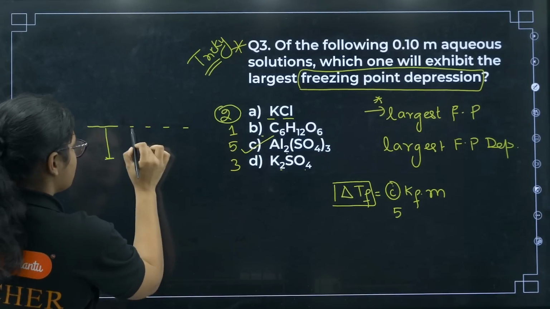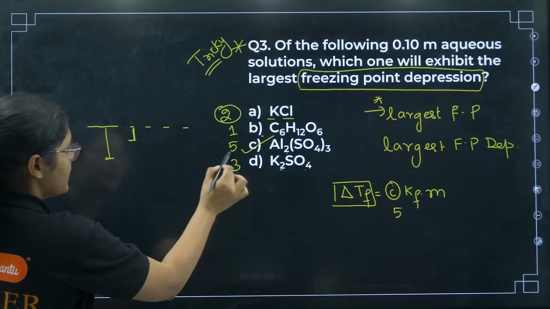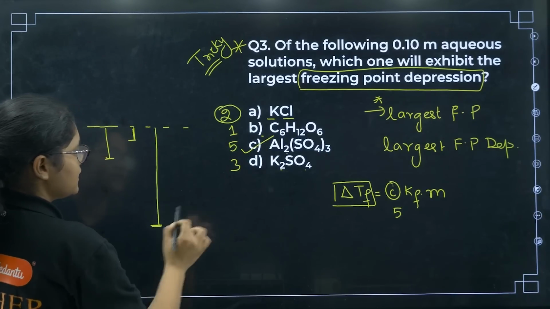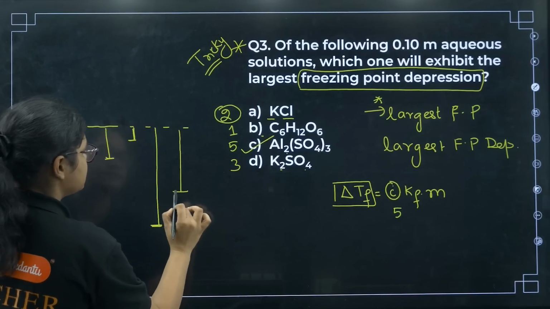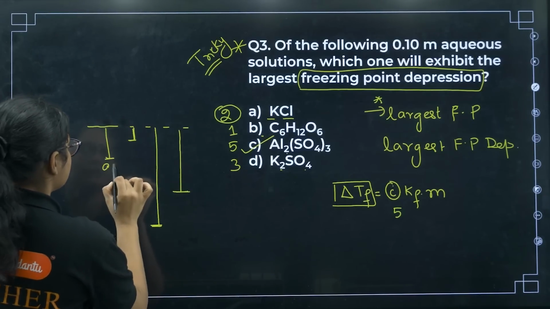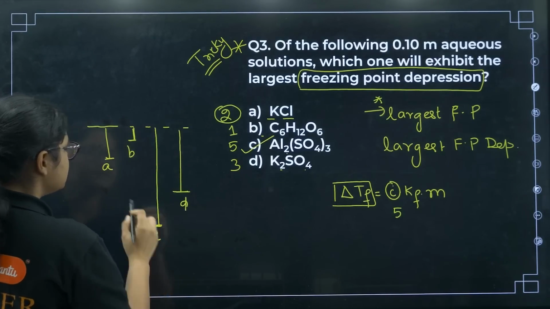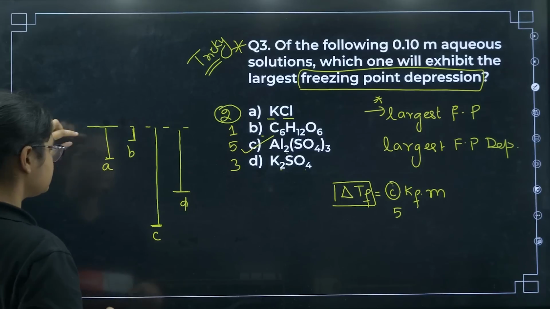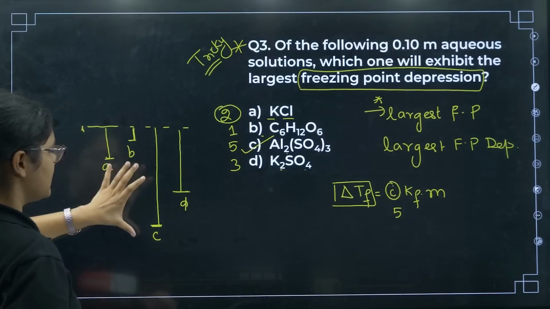Here the i value is 1, so this will decrease up to here. I value is 5, it will decrease here. I value is 3, it will decrease here. So now you see this is option A, B, C, D. These are the freezing points, these are the freezing points that have decreased.